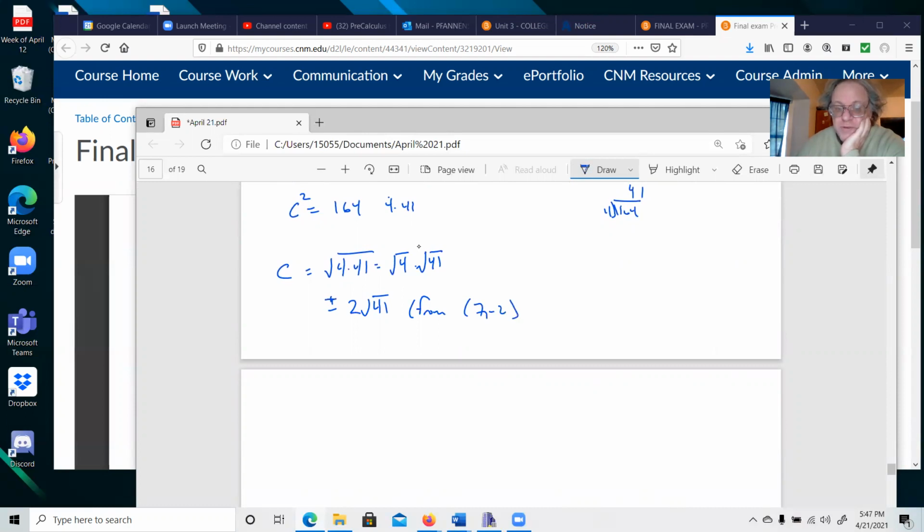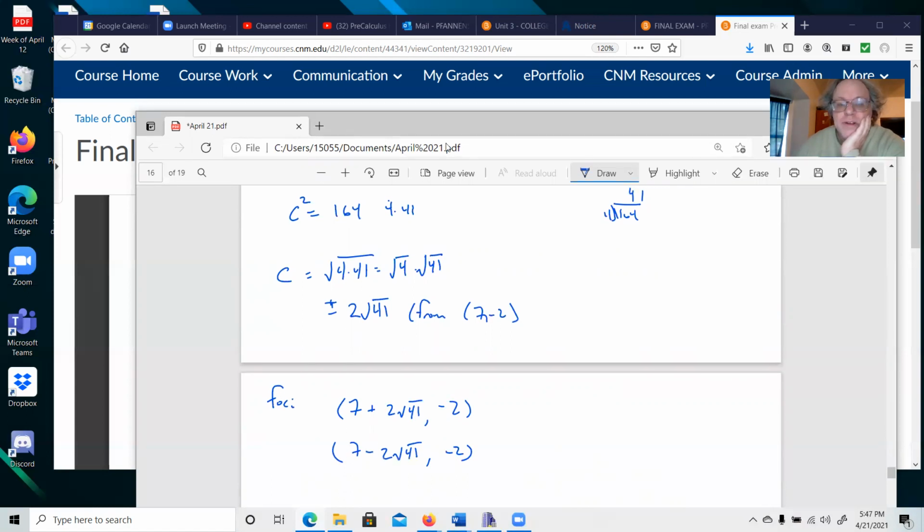So the points for my foci are going to be 7 plus 2 root 41, negative 2, and 7 minus 2 root 41, negative 2.